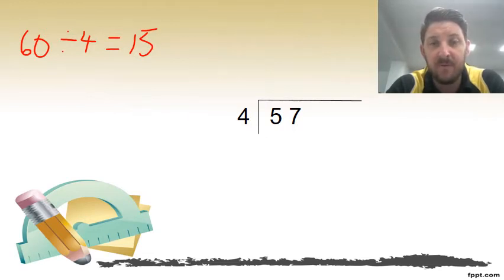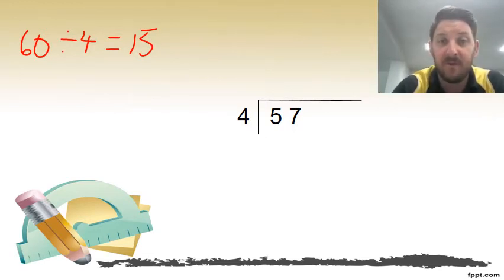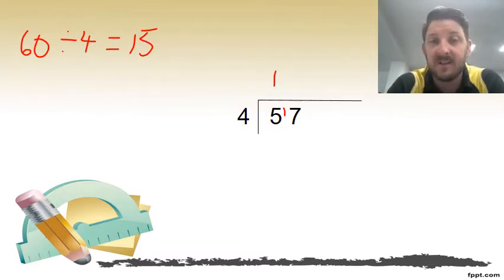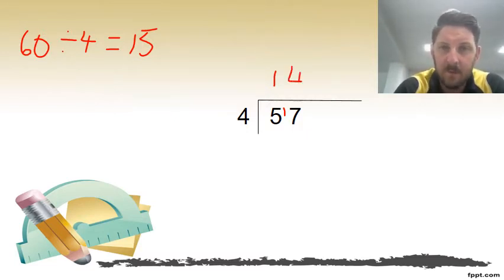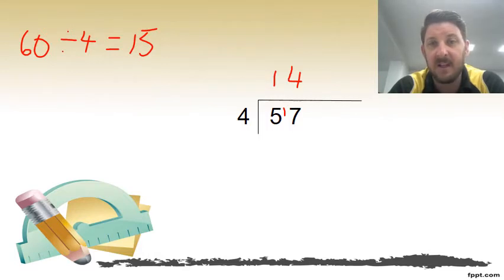So I'm going to start off and do the 5 divided by 4, or how many 4s fit in a 5, which I know is 1, with 1 left over. And I'm going to put that next to the 7 to make 17. Then I'm going to say how many 4s fit in a 17, or 17 divided by 4, which is 4. And I know that that makes 16. So there's 1 left over.